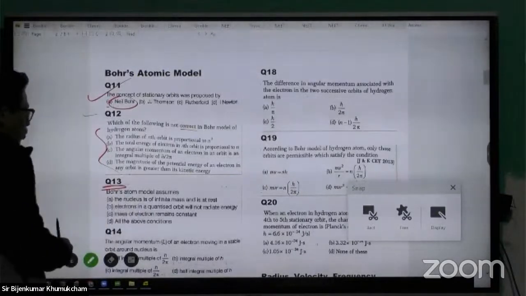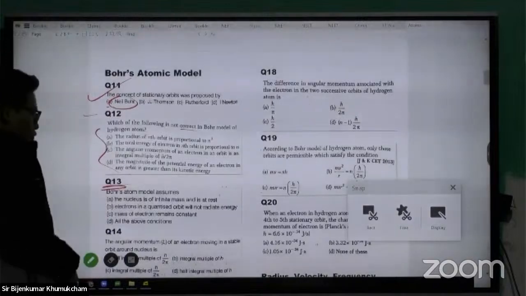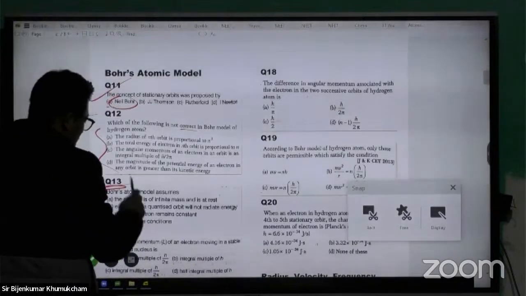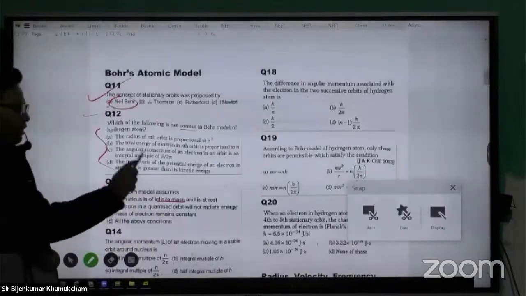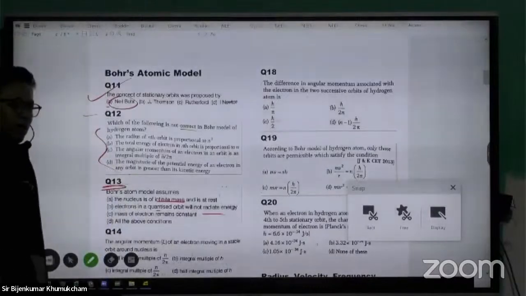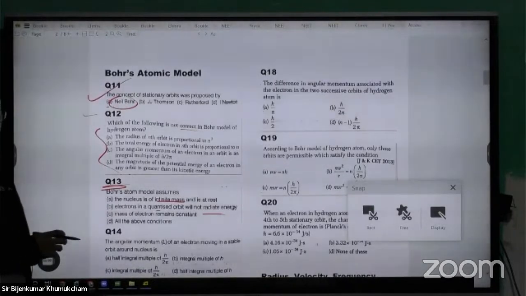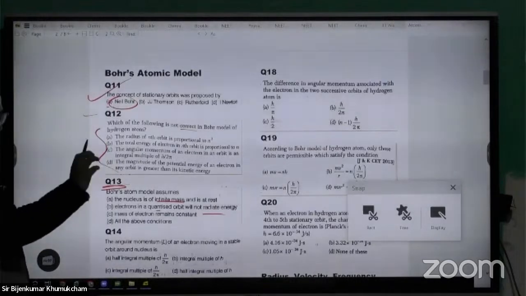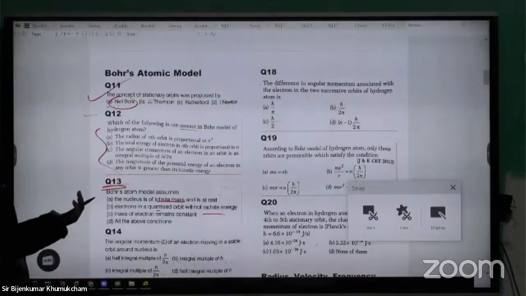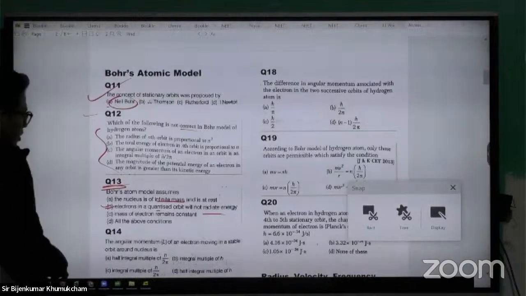Question number 13. Bohr's atomic model assumes the nucleus is of infinite mass and it is at rest. Remember this. Electrons in a quantized orbit will not radiate energy. Quantized means stationary orbit, so it will not radiate energy. Okay. Mass of electron remains constant.